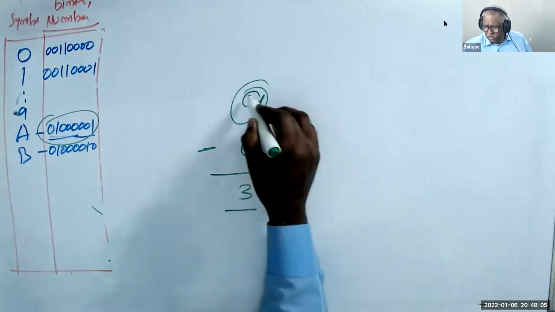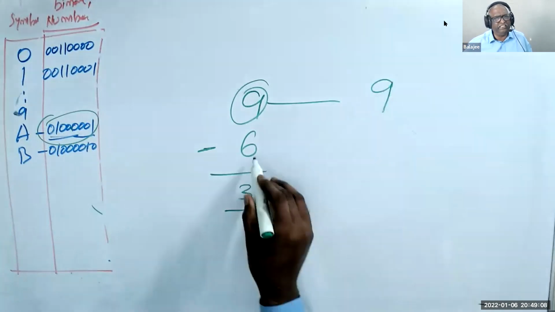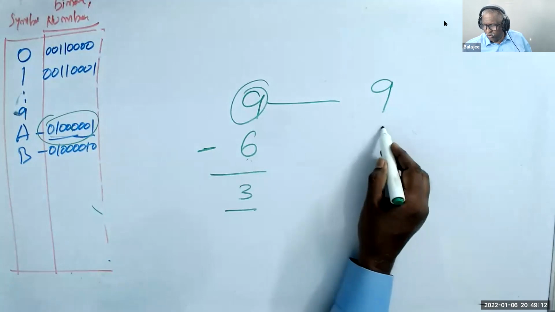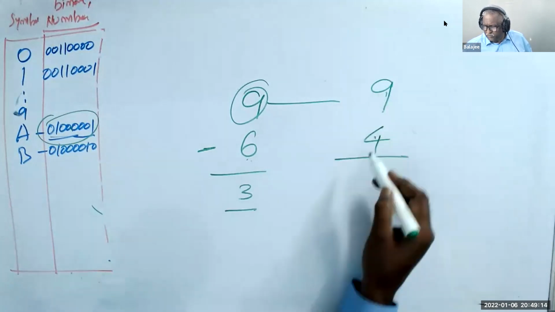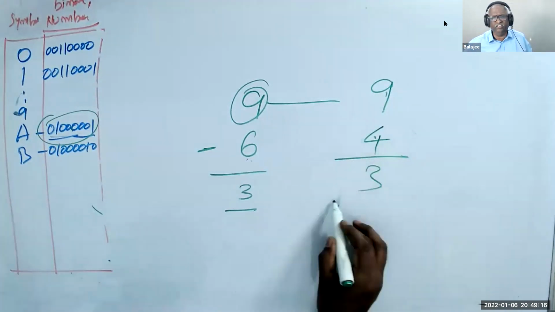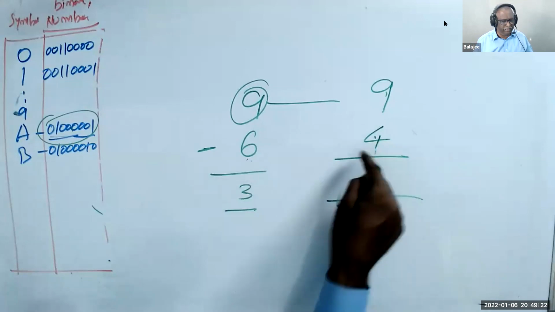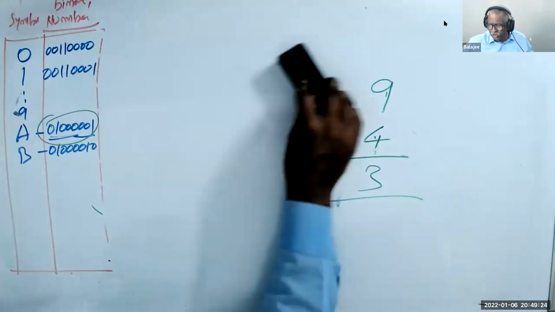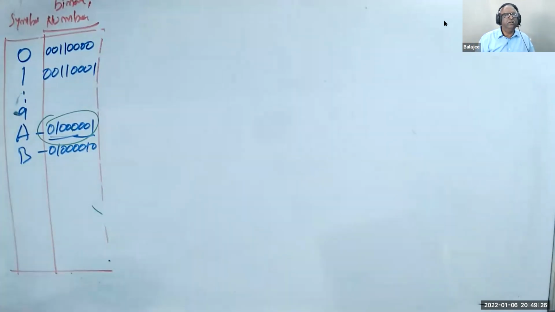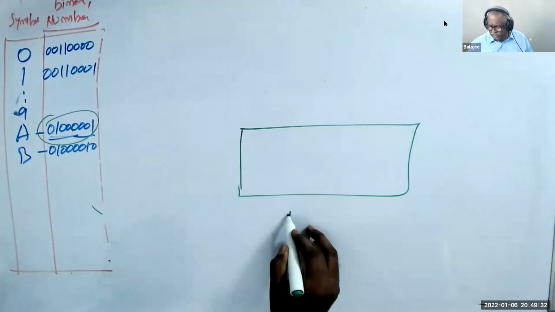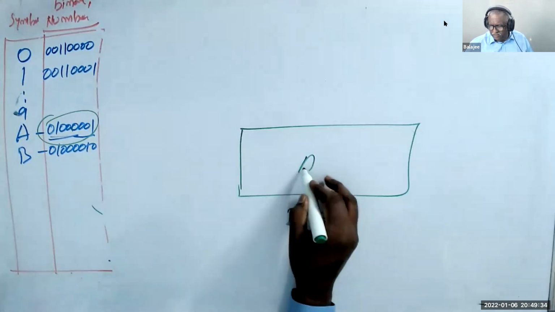What is the 10's complement of 6? The 10's complement of 6 is 4. Add them: 9 plus 4 is 13. Remove the 1, I get 3. This is the way the complement works. In decimal, we do the 10's complement. In computers, please understand, we will discuss this in digital electronics. There we have an adder.